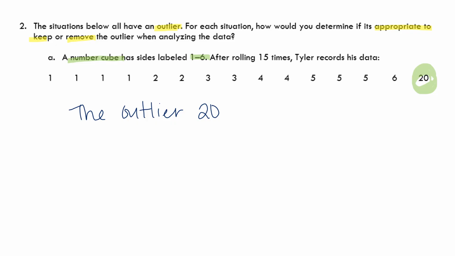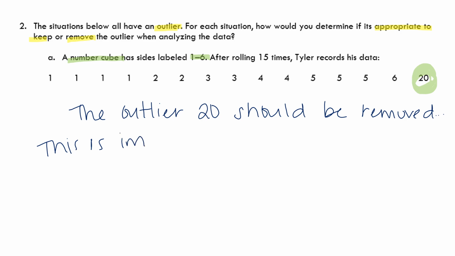All right. So hopefully you've had a little chit chat. Technically, the outlier 20 in this situation should be removed, and that's because it's impossible to roll a 20 on a 6-sided dice if it's labeled 1 through 6. I have no idea how the student got it. I have no idea if it was an error, if they just wrote it down wrong, or whether Tyler was trying to be funny. Either way, the 20 should be removed because it's not possible to roll a 20. Therefore, it does not belong in this data set.